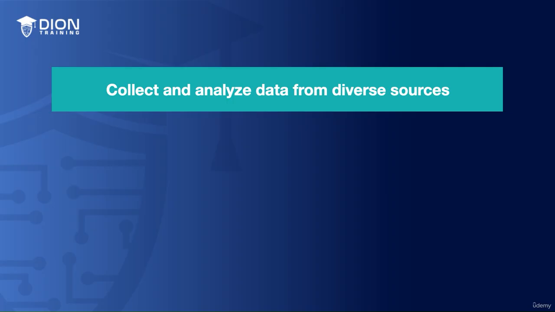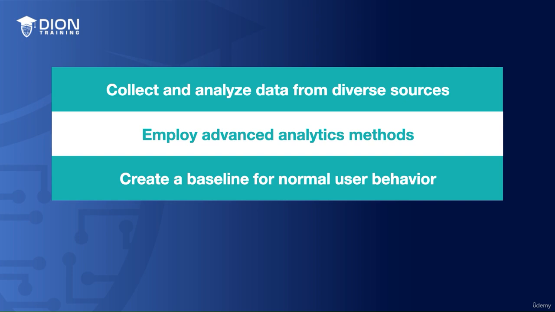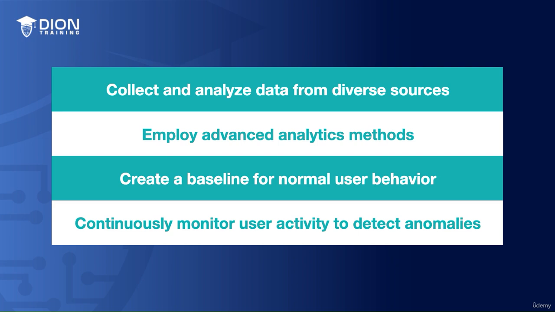User behavior analytics systems are designed to collect and analyze data from various sources, including network traffic, user devices, and application logs. This data is then processed using advanced analytic techniques such as machine learning and statistical analysis to create a baseline of normal user behavior. Once this baseline is established, the user behavior analytics system will continuously monitor your organization's user activity while comparing it to the baseline to identify any anomalies.